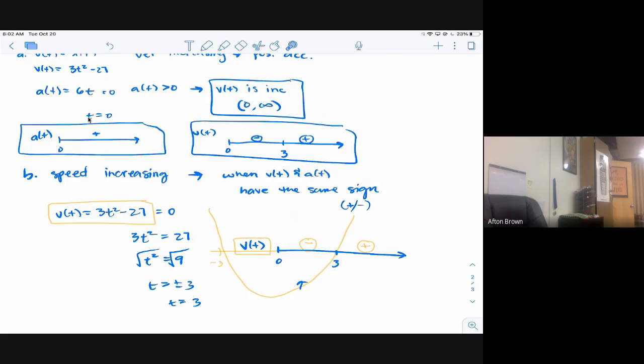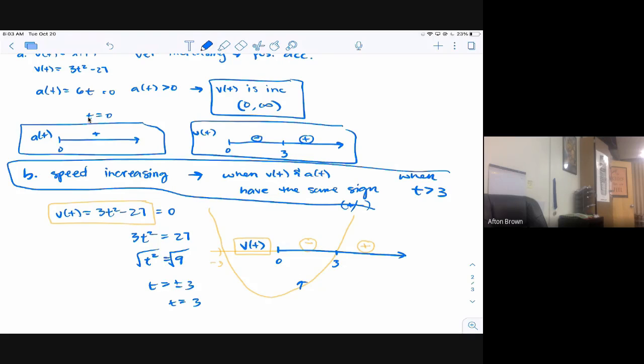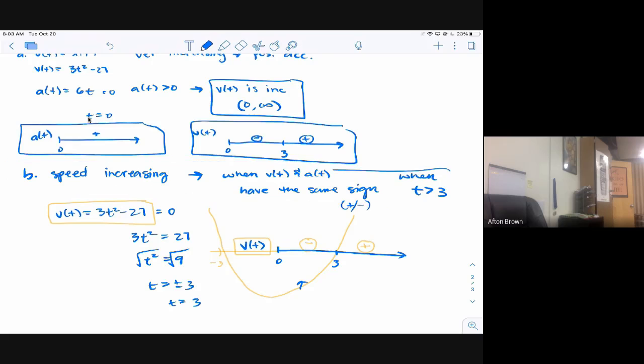So I have my acceleration number line, my velocity number line. I need to figure out for what values of time they both have the same sign. 3 to infinity. After 3 seconds, velocity is positive and acceleration is positive. So they both have the same sign when t is greater than 3. So speed is increasing there. So when t is greater than 3, that's the answer.